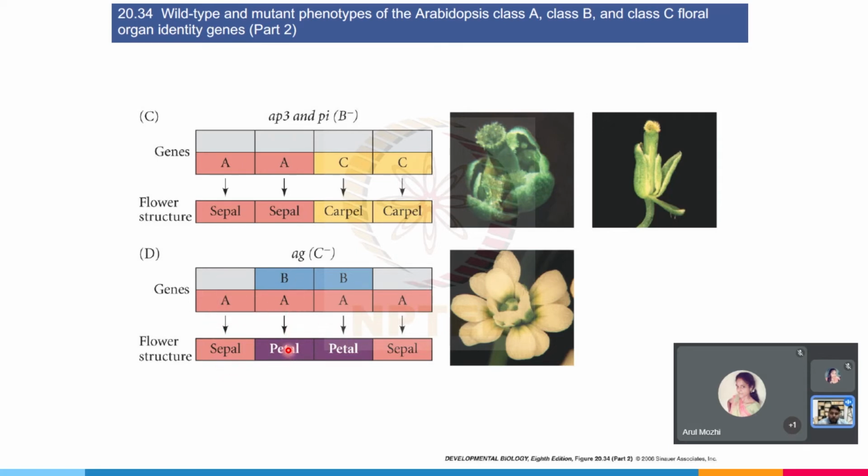And finally, if we knock out C, we have expression of A throughout, and A gives rise to sepal. A and B together give rise to petal. Similarly, A and B give rise to petal, and A only gives rise to sepal. And these are the phenotypes that we will observe.